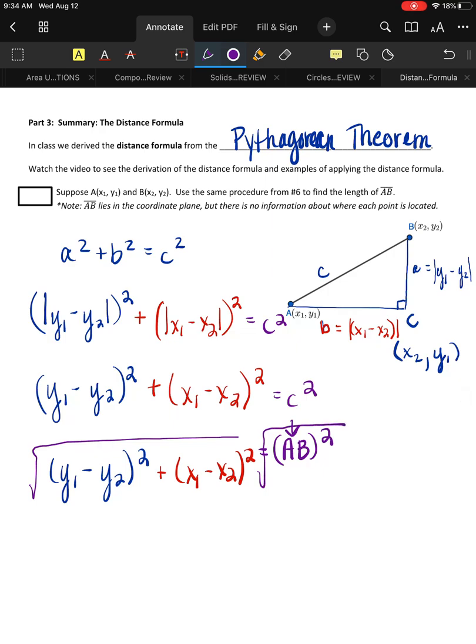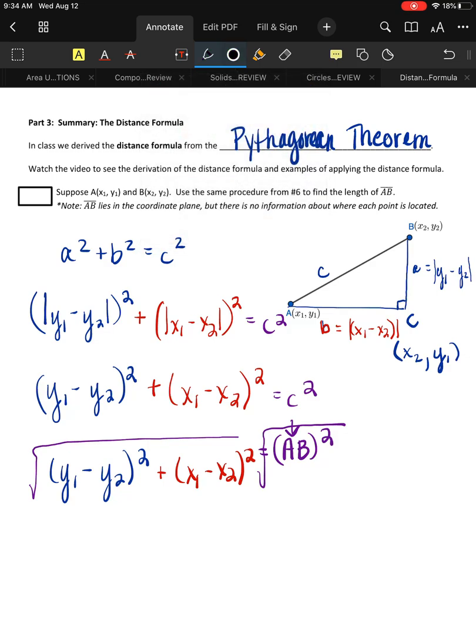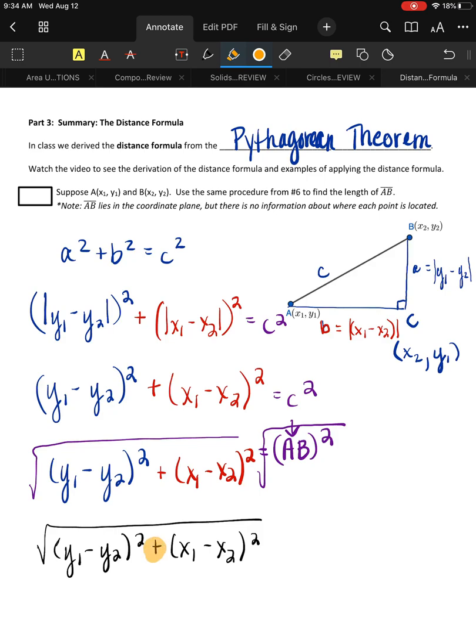Okay, now there's nothing that we can do with the left side of this. So it is going to remain as the square root of y sub 1 minus y sub 2 quantity squared plus x sub 1 minus x sub 2 quantity squared. Okay, and we can't simplify those squares because of this plus sign in here.